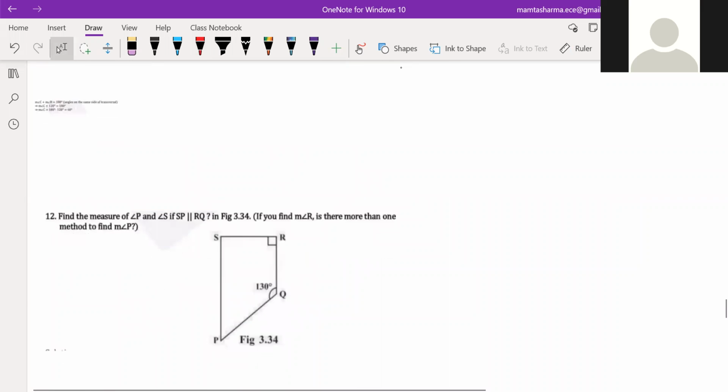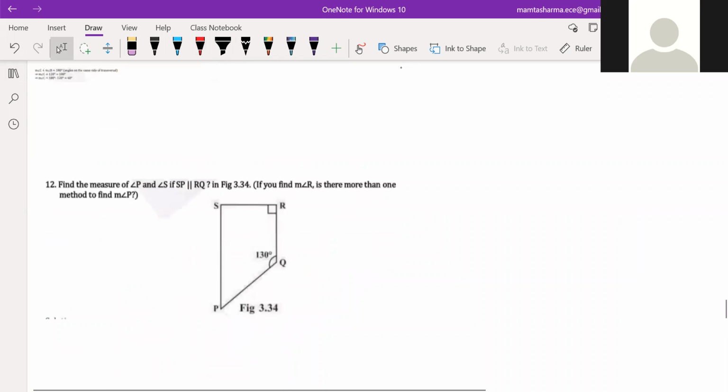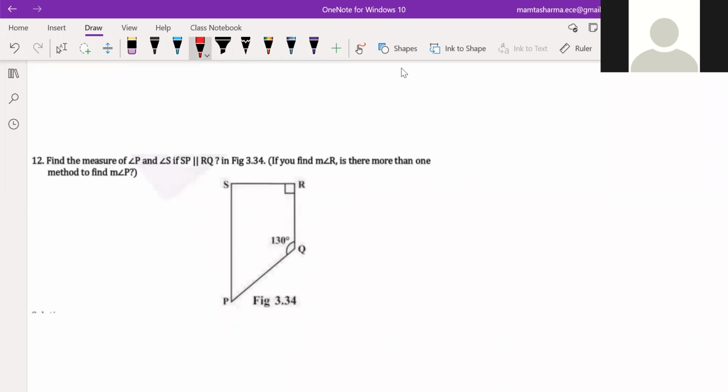Now see. Okay. Now you do this question. Okay, no need to prove the trapezium. Find the measure of P. In this question, you have to find out P and S. If SP and RQ are parallel, they are saying that this is already a trapezium. The question is saying that these lines are parallel. It means this is a trapezium. Okay, find out the value of R, and S and P. R is given. R is 90 degrees. Now find out the value of S and P.